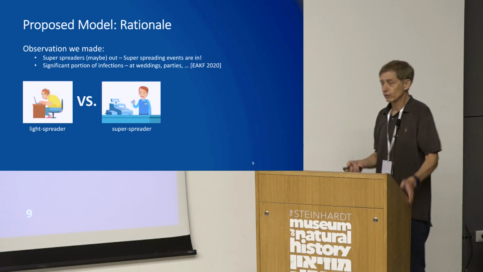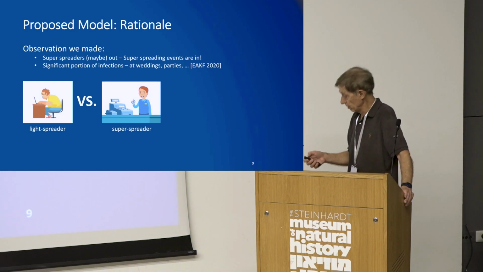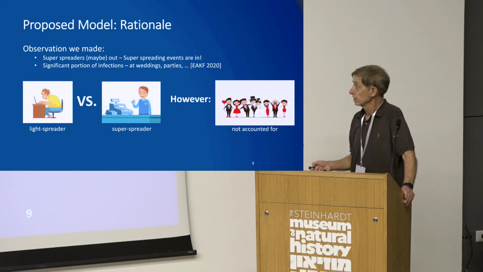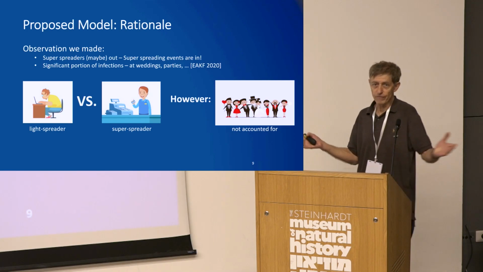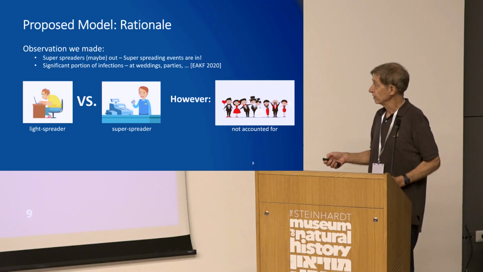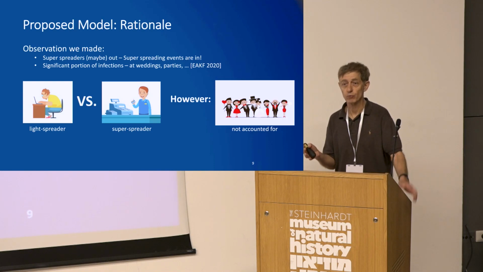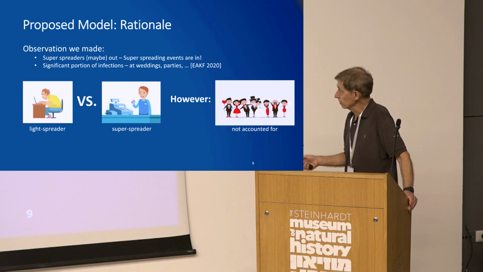So if we want to take the model and deal with those two features, we say, okay, this is very valid. There are super spreaders, there are light spreaders, but in addition to super spreaders and light spreaders, there are eventual events that are not accounted for. In these events, everybody goes to weddings, not only people who work in the supermarket. So in events, everybody is becoming a super spreader. So we wanted to create a model that accounts for both factors.